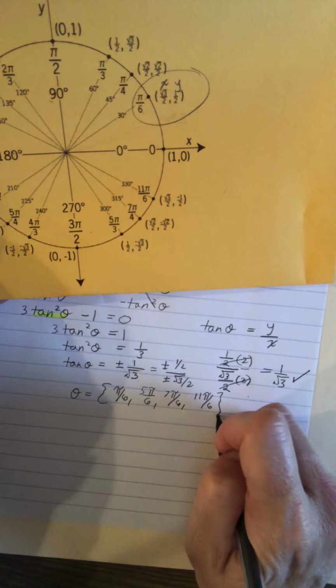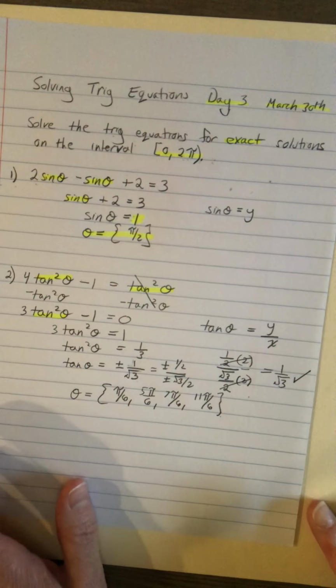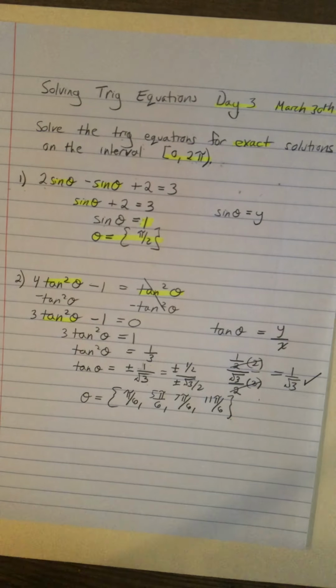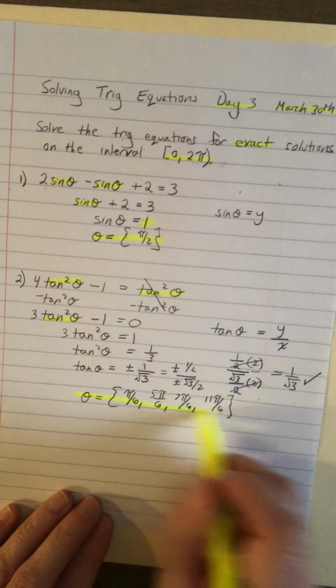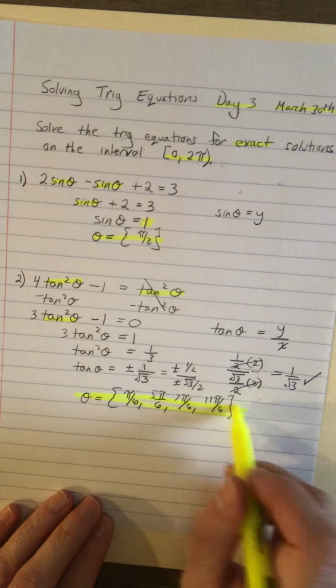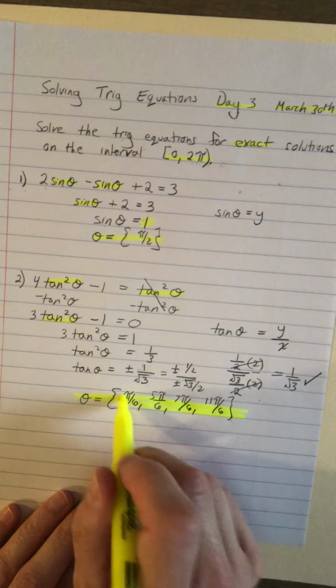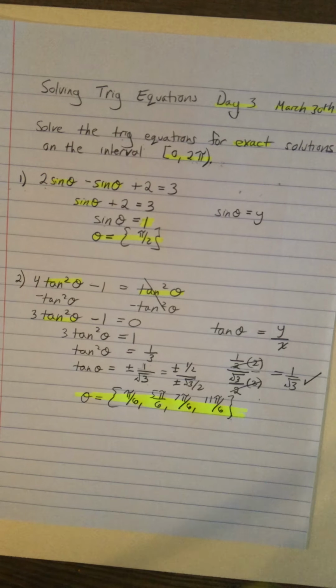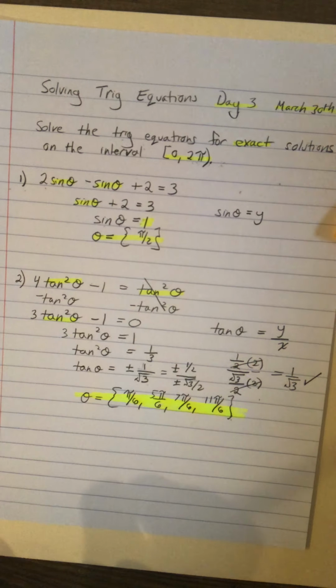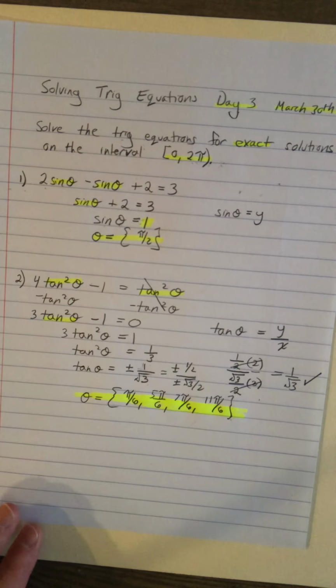All right, now that's a little trickier, but just be aware, if root 3 has to be in the denominator, I'm looking for when x would be root 3. If root 3 was in the numerator, I would be looking for when y would be root 3. All right?